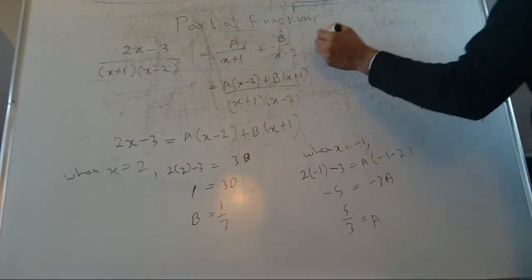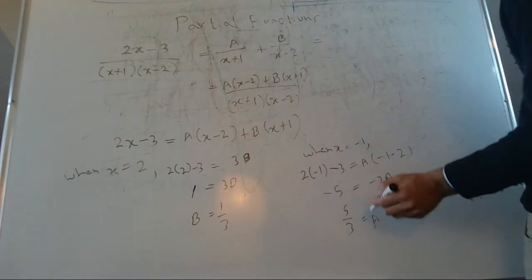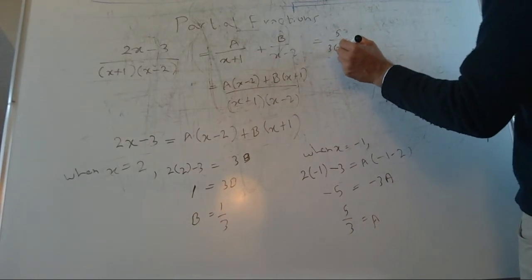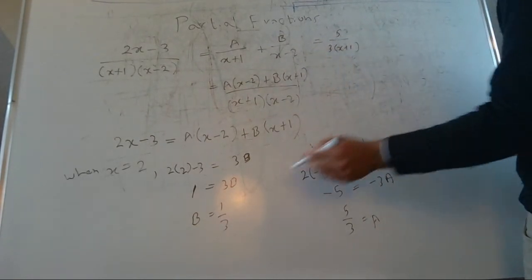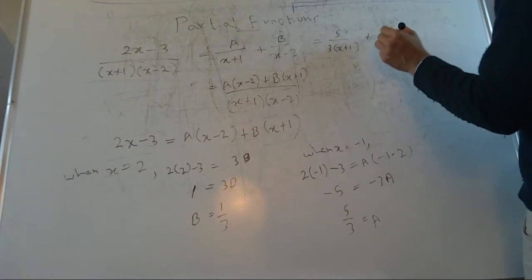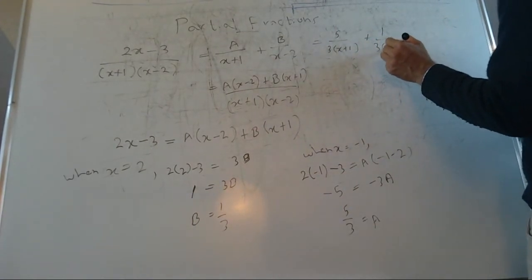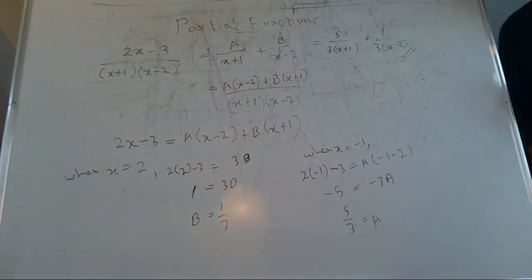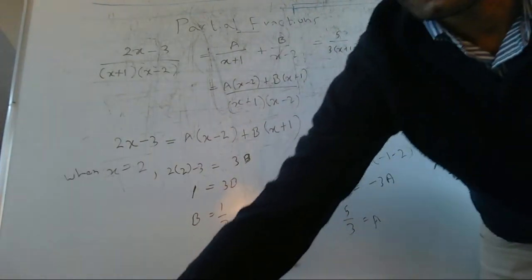So this fraction here is equal to, instead of A I can write 5 over 3(x + 1). Instead of B I can write plus 1 over 3(x - 2). And that's my answer. So that's how we do partial fractions.